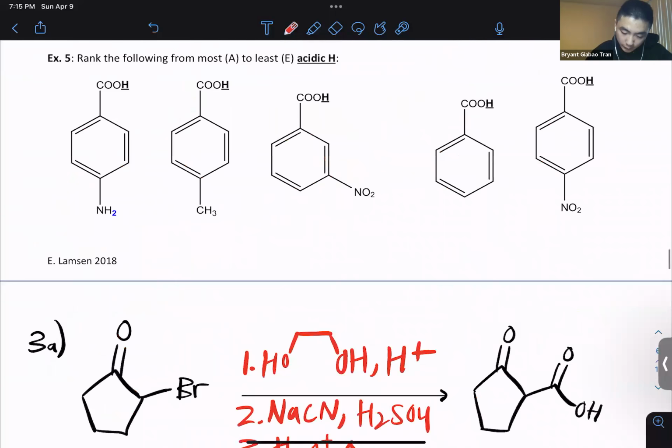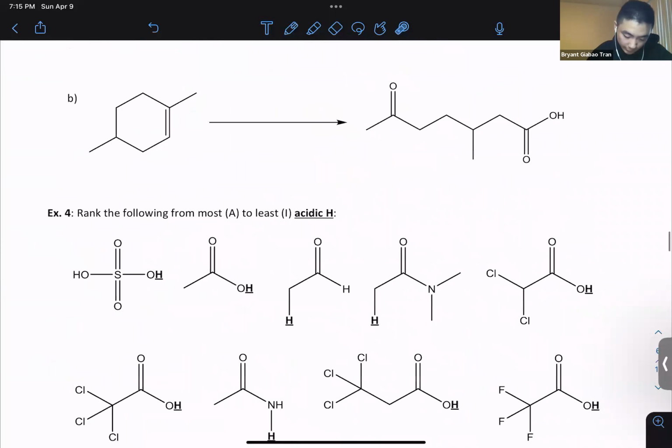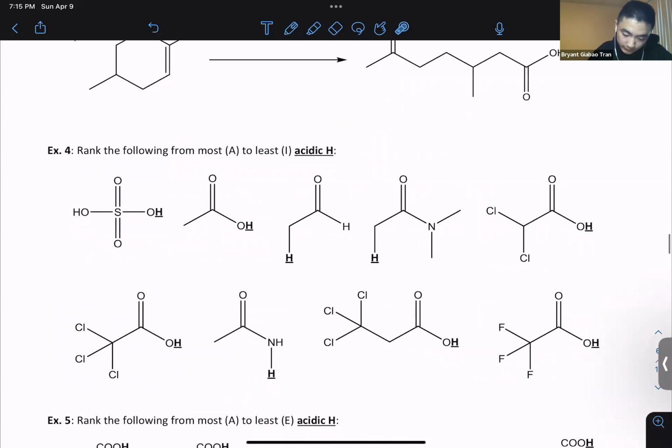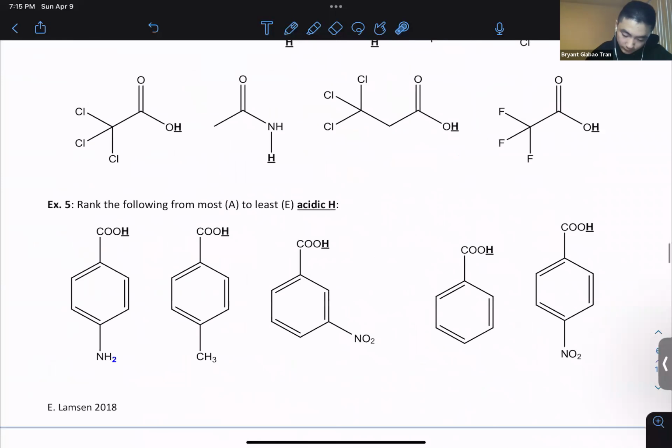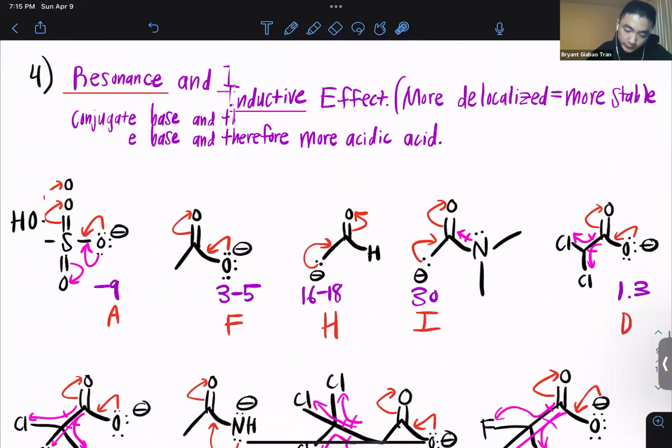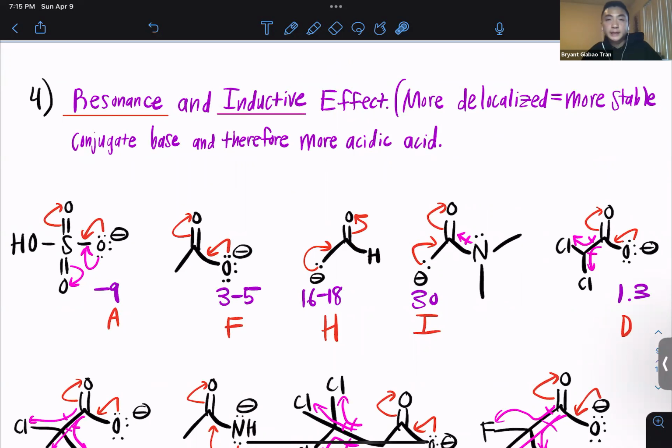Okay, so we are done with the synthesis problems. Now we're going to rank the following from the most to least acidic. Most acidic would be A, the least acidic would be I. Okay, so to determine the most and least acidic compounds, what I like to do is I like to deprotonate the acids and determine the stability of the conjugate bases. If the conjugate base is more stable, then that means that you are coming from a more acidic compound. But if the conjugate base is less stable, then the acid is weaker.